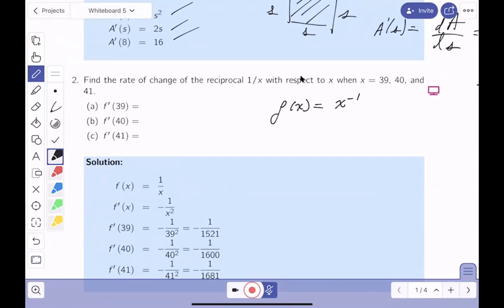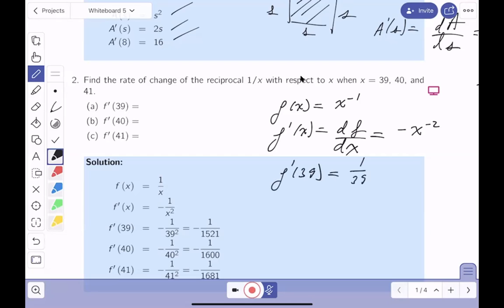And they want to find the rate of change of this reciprocal with respect to x. So they're asking for f prime. That can also be written as df/dx. Well, that's pretty simple. It's going to be minus x to the minus 2, because the minus 1 comes down. Now, they want to evaluate it at certain values. The first value is 39. Let's write this over here. Well, that's going to be minus 1 over 39 squared.